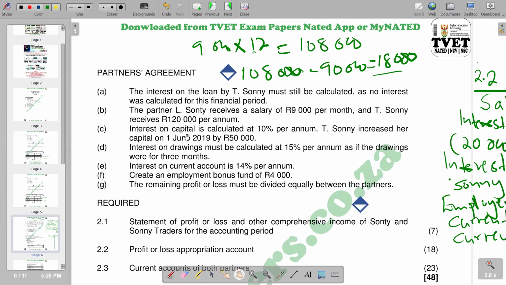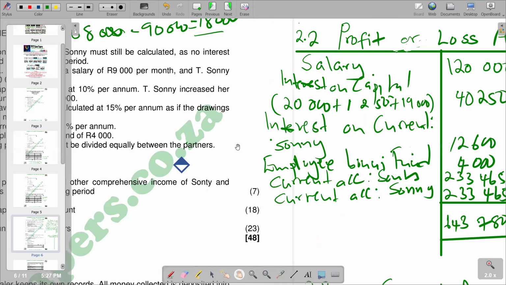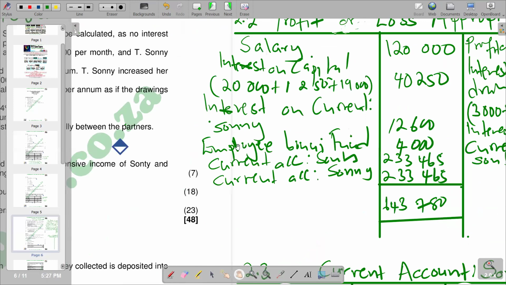We see that in the issue of bonus, it's being said create an employment bonus fund of 4,000, which means it's not going to affect our current account. So we can just leave it and then let's look at the next one. The next one is the apportionment of the current, which we did just for that at the beginning of our current account. So we leave that one.